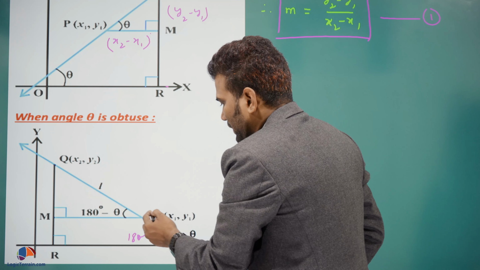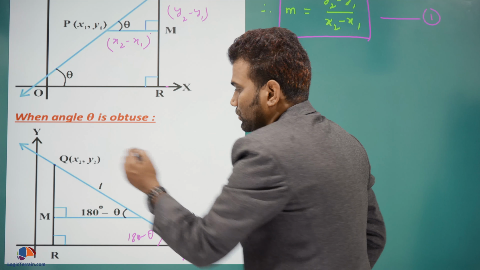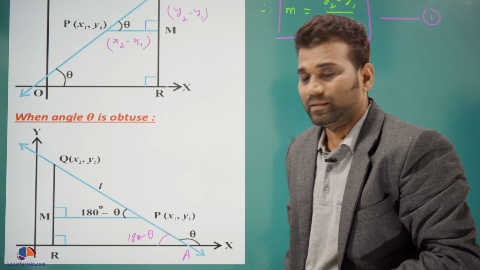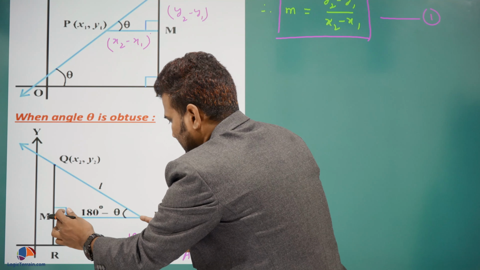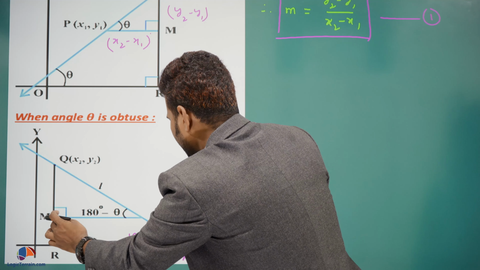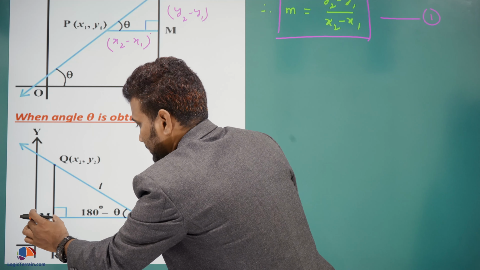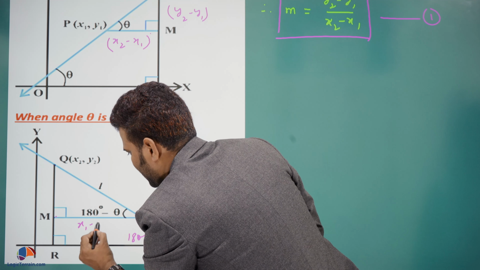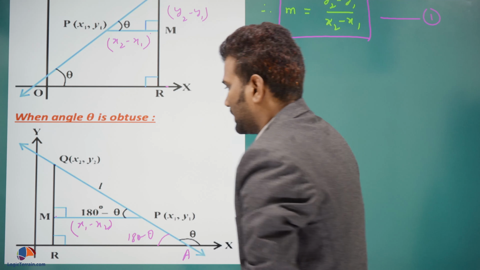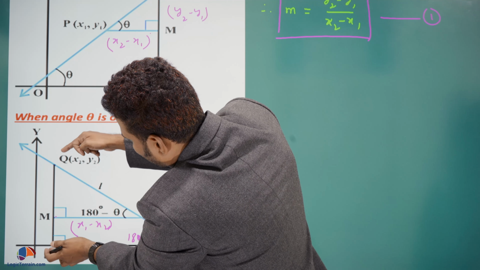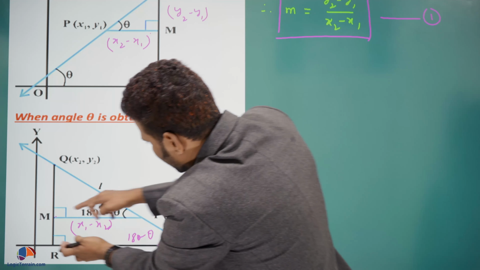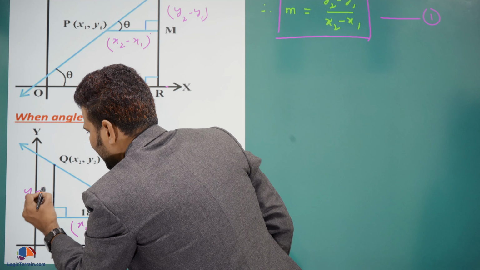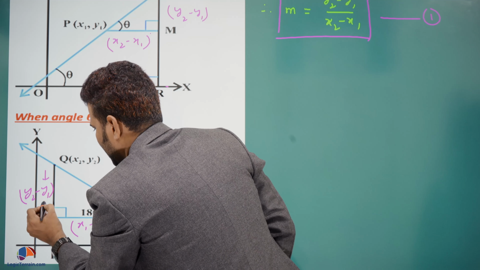Now we have 2 points P (x1, y1) and Q (x2, y2). By considering this triangle, this length from here to here is x1, and from here to here is x2. So this length is x1 minus x2. Again this length from here to here is y2, and from here to here is y1, so this length is y2 minus y1.